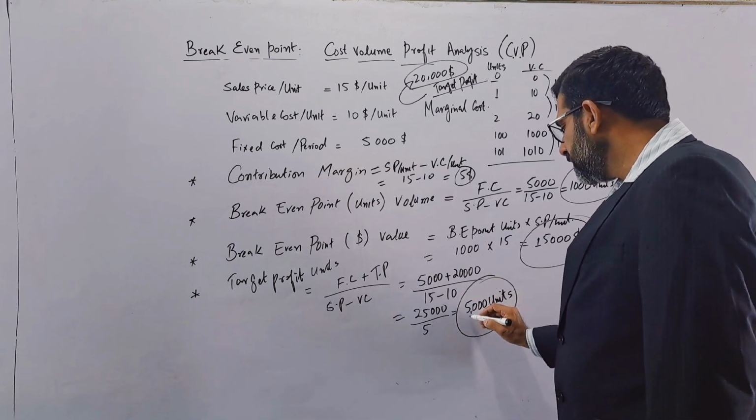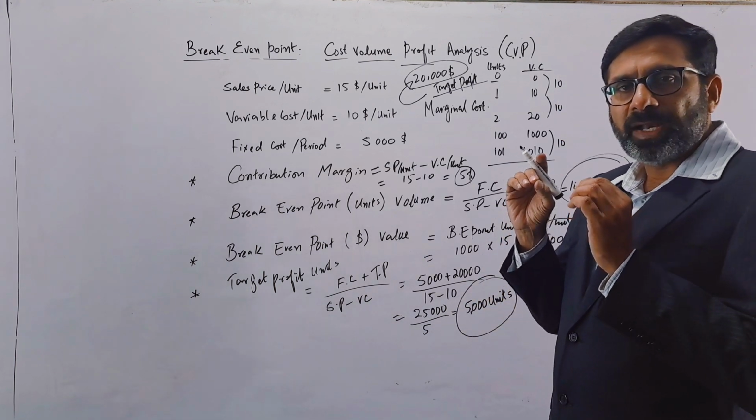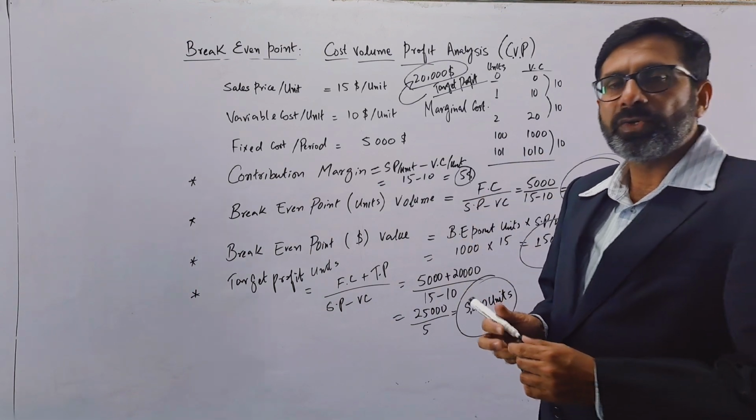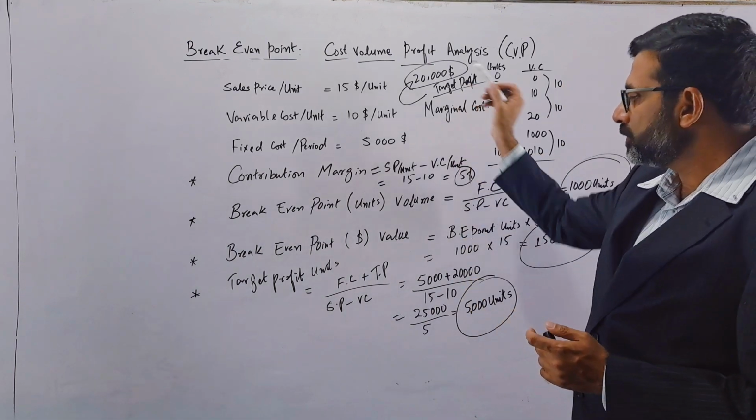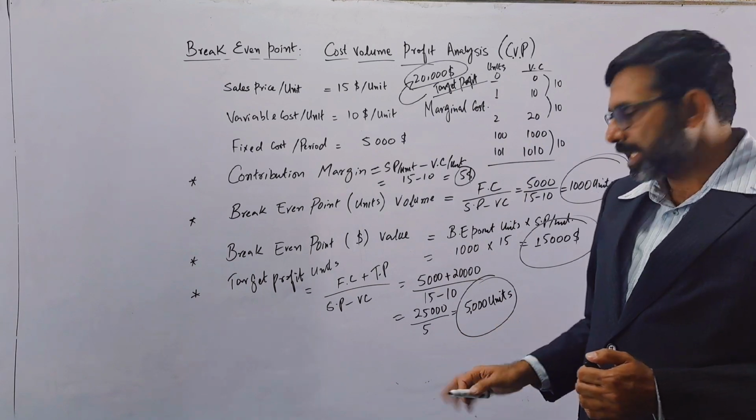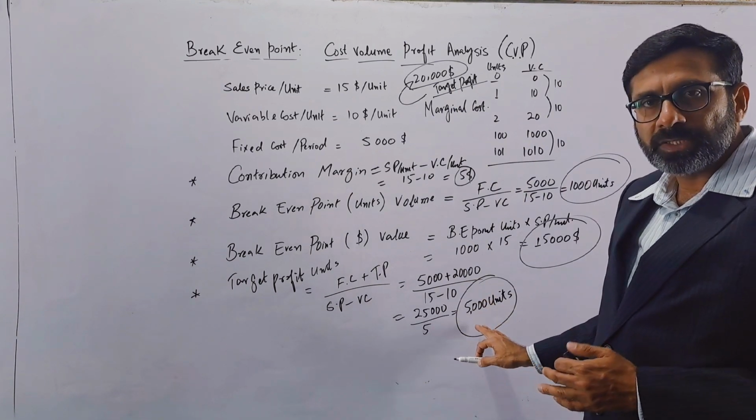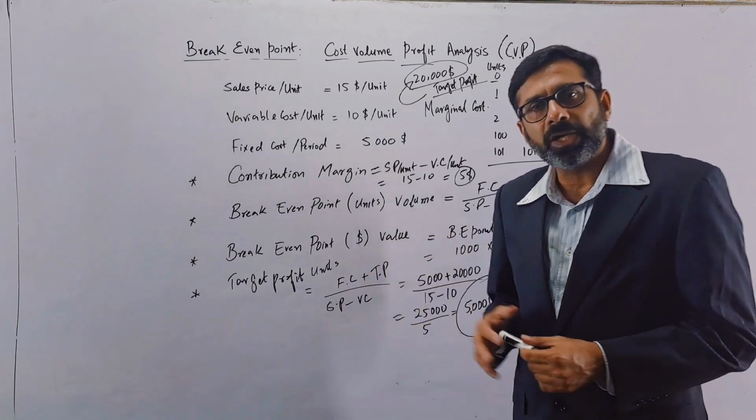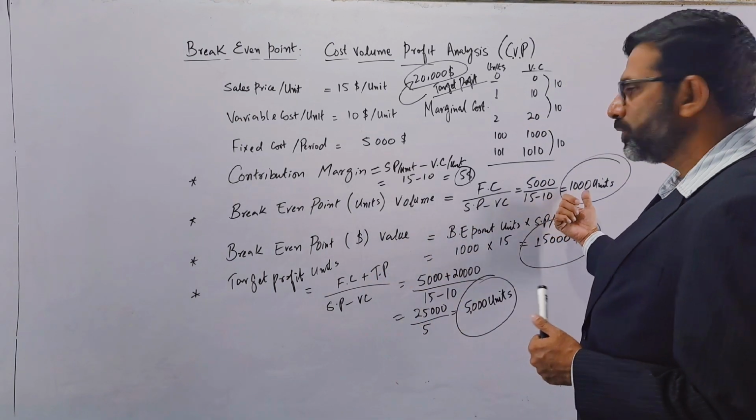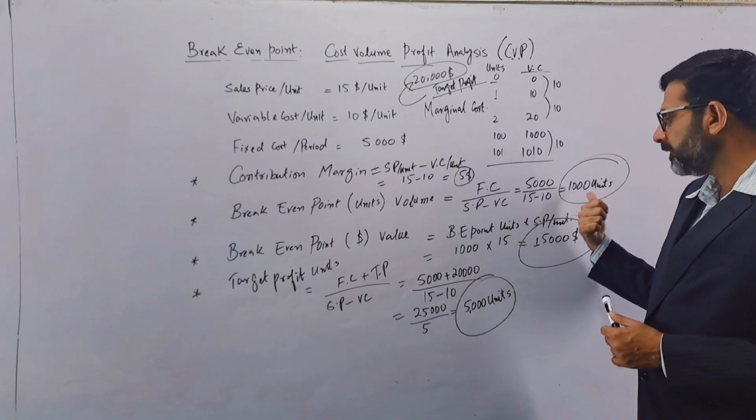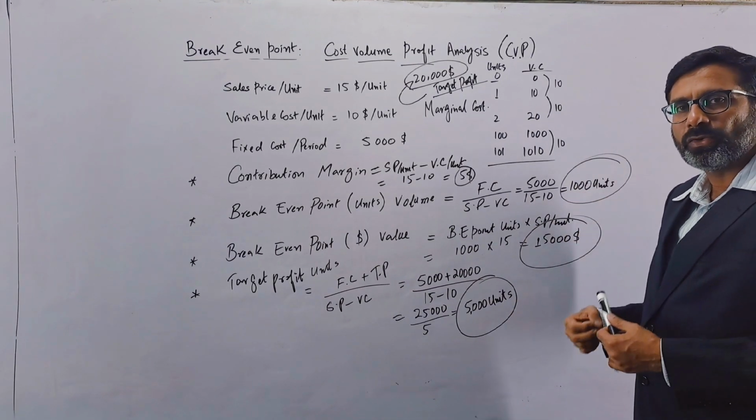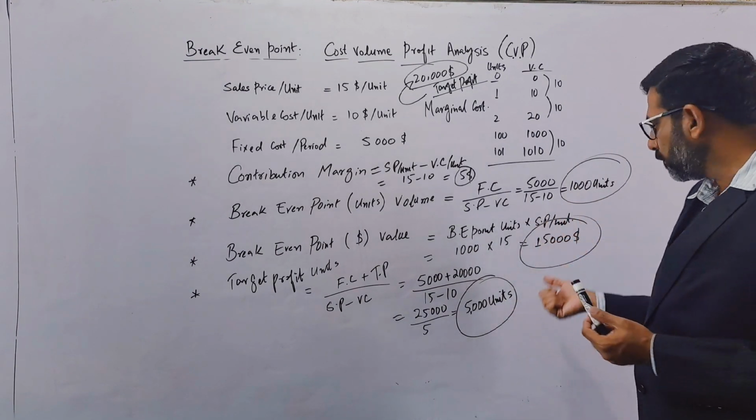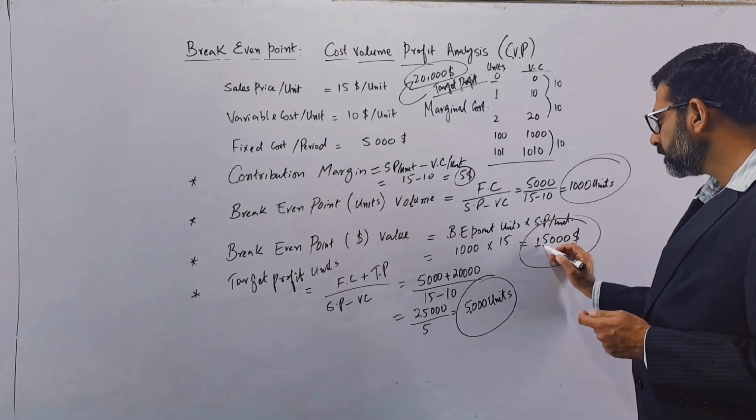units. So this is the answer for them: if they want to get a profit of $20,000, they have to sell how many units? 5,000 units. And if they just want to achieve a no profit, no loss situation, they have to sell how many units? They have to sell 1,000 units, and the total dollar amount for that will be $15,000.